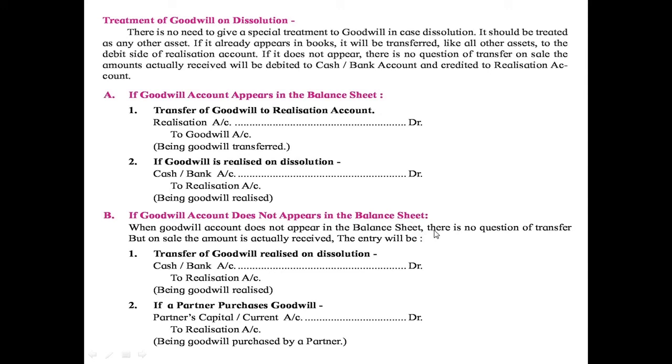receives the cash for the sale of goodwill, because of the high reputation, they may receive the cash for the sale of goodwill at the time of dissolution, then cash comes into the business, so cash or bank account debit to realization account. But if any partner purchases the goodwill, at that time he becomes the receiver, so partner's capital or current account is debited to realization account.